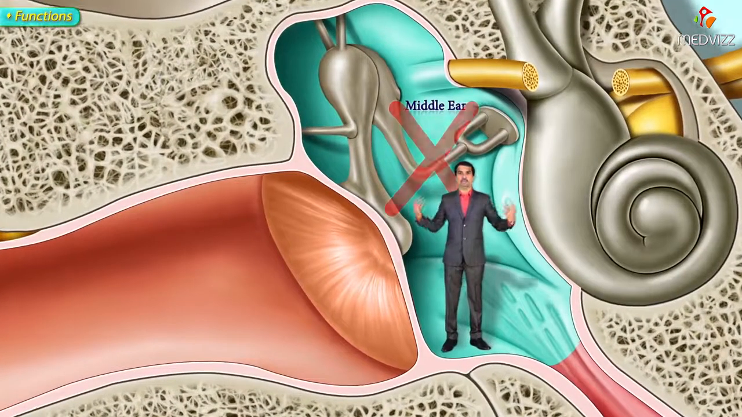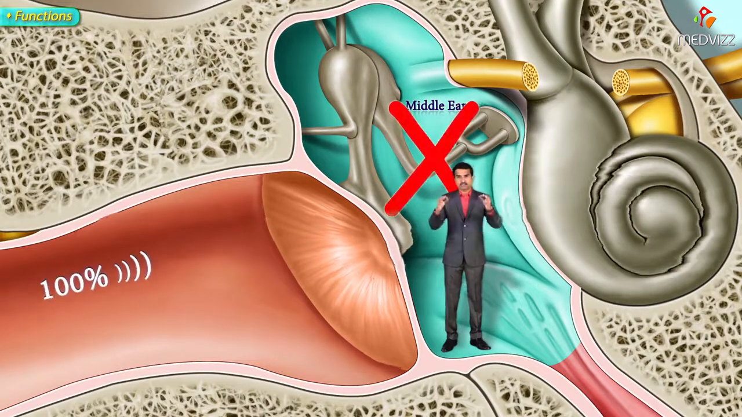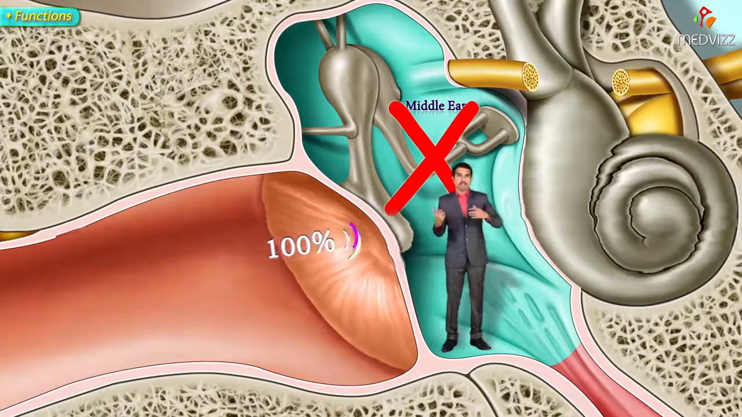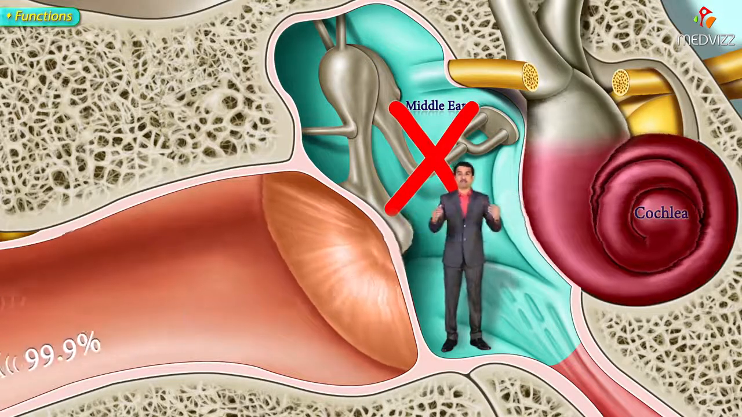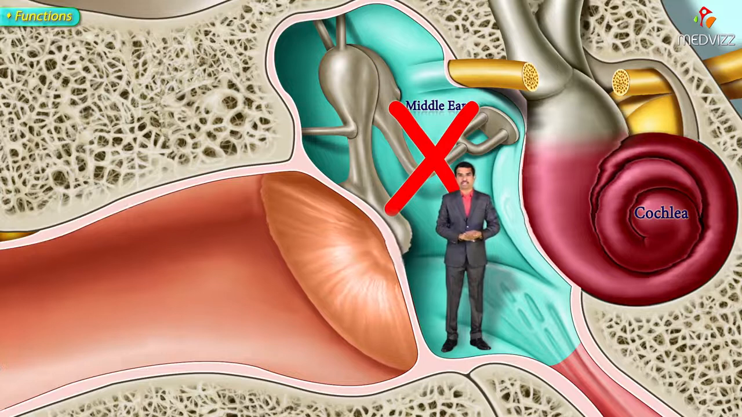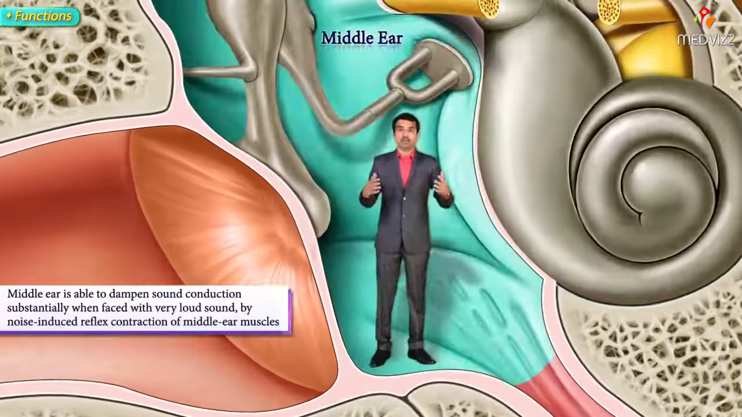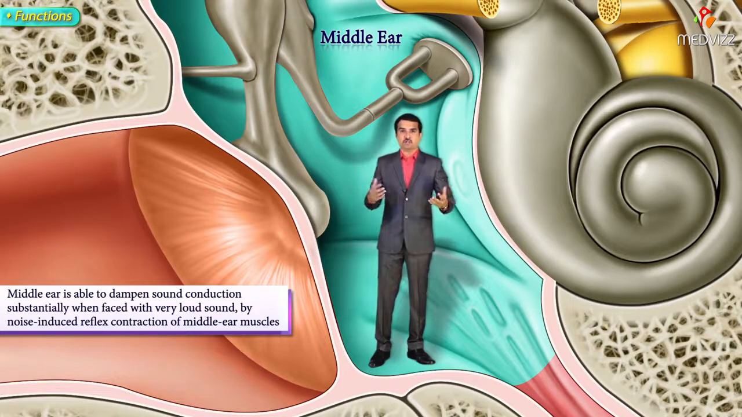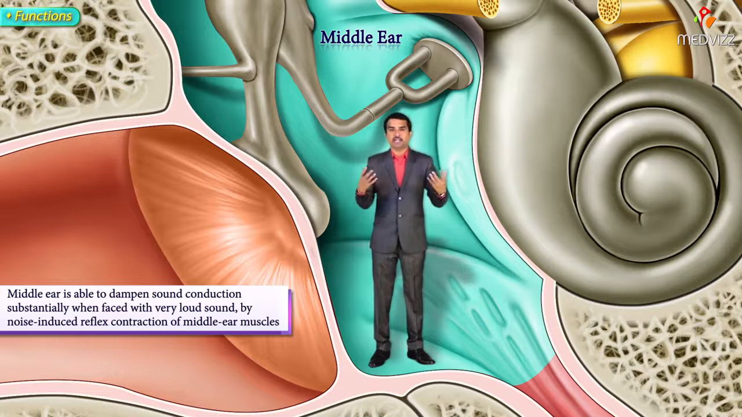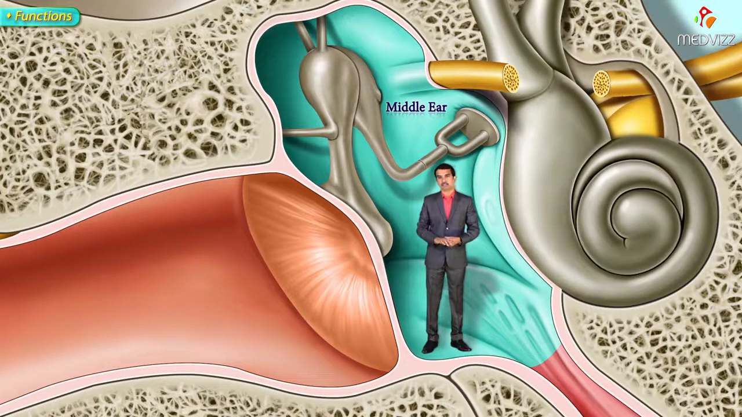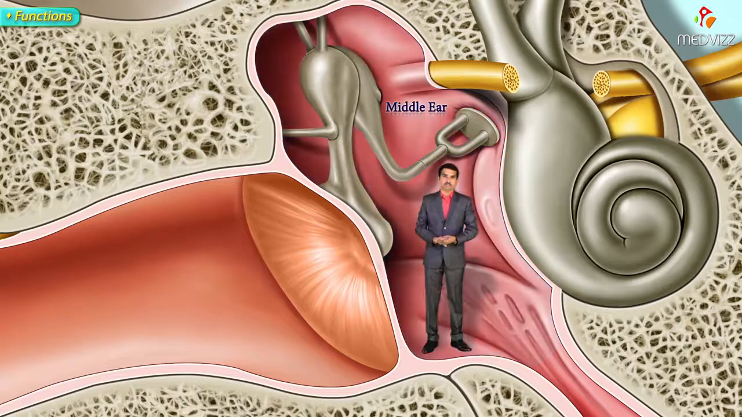If no middle ear were present, only 0.1% of the acoustic wave energy traveling through the air would enter the fluid of the cochlea, and 99.9% would be reflected. That is the chief function of the middle ear cavity. The middle ear is also able to dampen sound conduction substantially when faced with a very loud sound, by noise-induced reflex contraction of the middle ear muscles. So these are the two important functions we need to know about the middle ear. By this we have completed the anatomy of the middle ear.